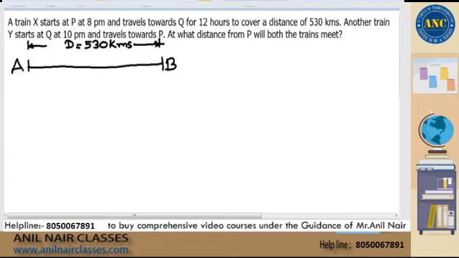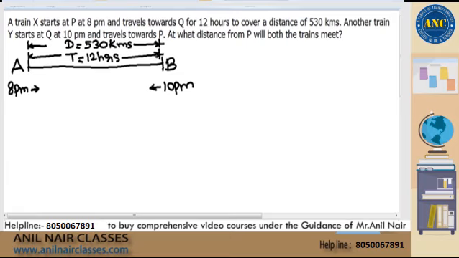There is a train A at point A. Assume that the train name is also A. That train will start at 8 o'clock in the night. It is traveling towards point B. There is another train B at point B. That train will start at 10 o'clock in the night. That is traveling towards point A. They are saying that it takes 12 hours to cover this 530 kilometers. From A to B it takes 12 hours. From B to A also it takes 12 hours.